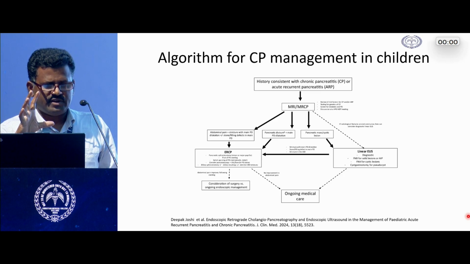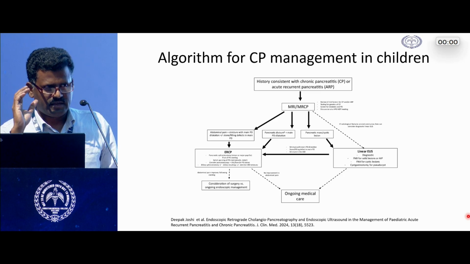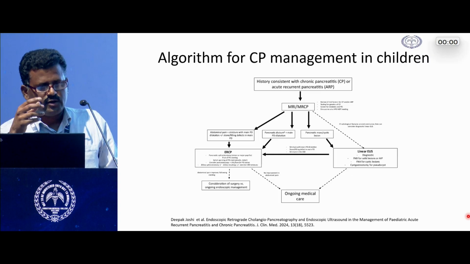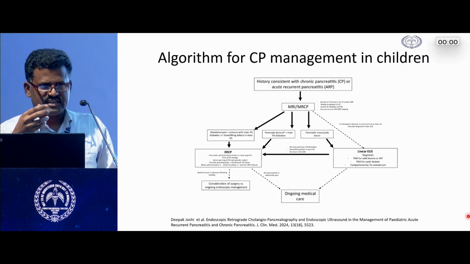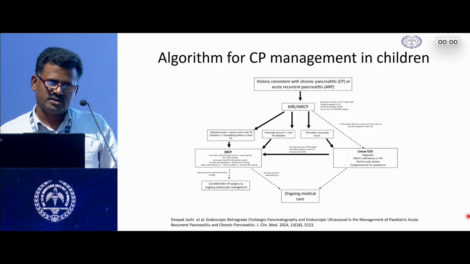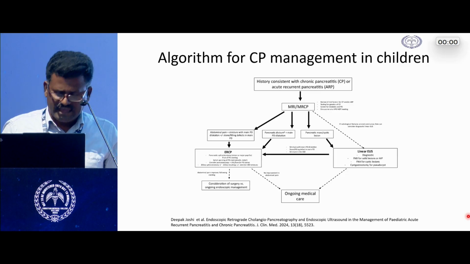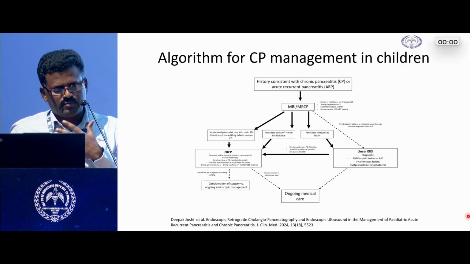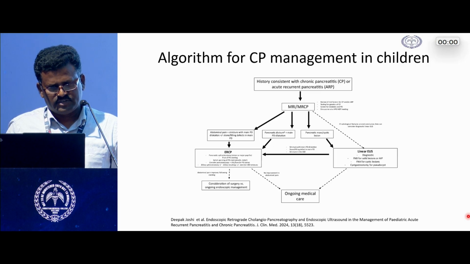In symptomatic patients, you go for a therapeutic ERCP. Therapeutic ERCP is useful in doing sphincterotomy, stone extraction, and stent placement. With that, you further decide whether to go for a surgical procedure or not. And ongoing medical care is very, very important. You should continue the medical care throughout your treatment.